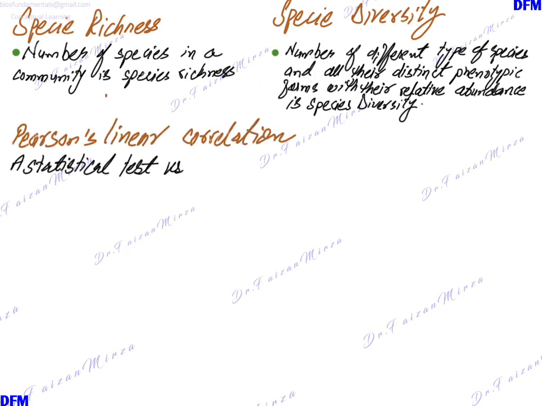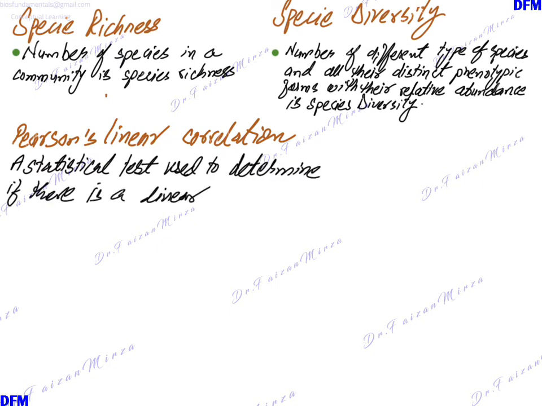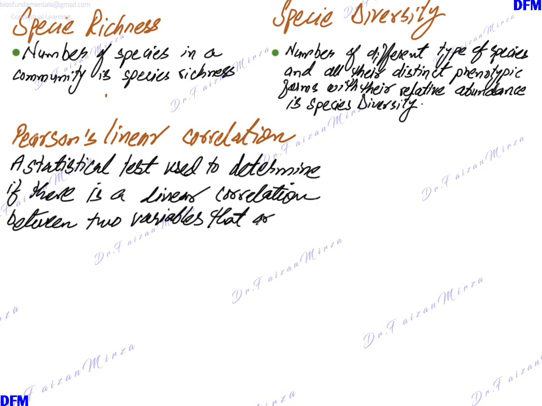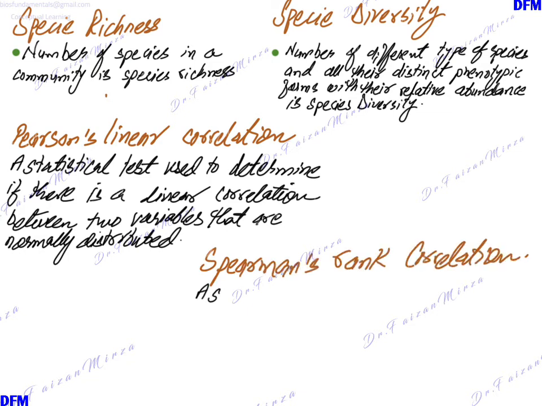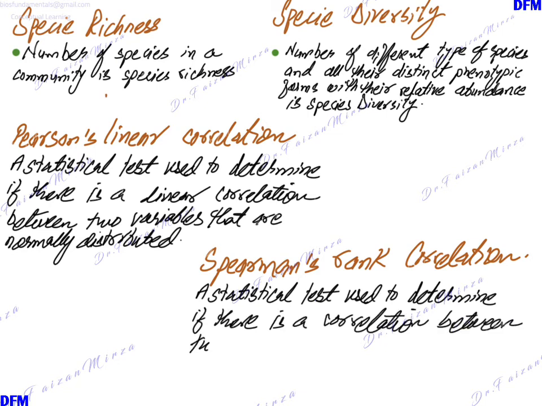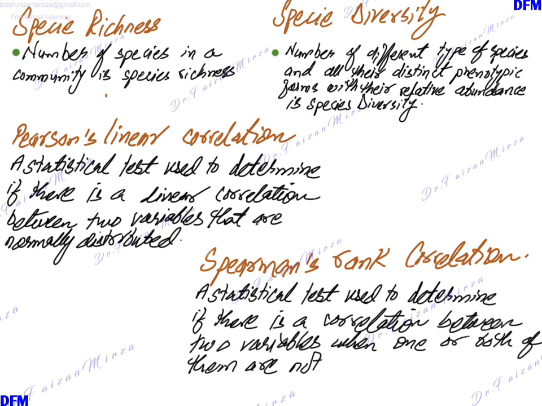Pearson's linear correlation is a statistical test which is used to determine if there is a linear correlation between 2 variables that are normally distributed. We use a scatter plot and we make a judgment by eye. We know that the data is normally distributed, and we calculate the value of Pearson's linear correlation. What is Spearman's rank correlation? Spearman's rank correlation is a statistical test which is used to determine if there is a correlation between the 2 variables when one or both of them are not normally distributed. Here we plot a scatter plot, and by the scatter plot we cannot make a judgment by eye whether this correlation is present or not.